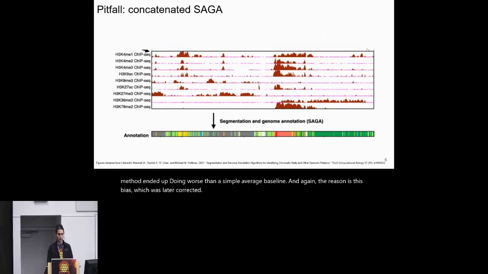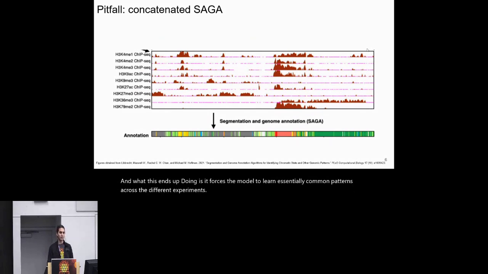And as another quick example, we have segmentation and genome annotation algorithms, or SAGA, which take a set of ChIP-seq experiments as input, and then they output position-based or location-based clusterings of the genome and potential functional labels, such as promoter or enhancer. And so one approach to using SAGA on multiple experiments at the same time is to concatenate the ChIP-seq tracks, which are produced by these experiments. And what this ends up doing is it forces the model to learn essentially common patterns across the different experiments.